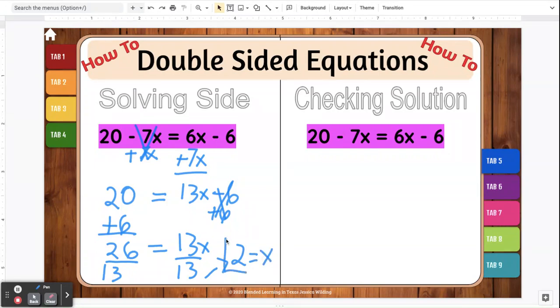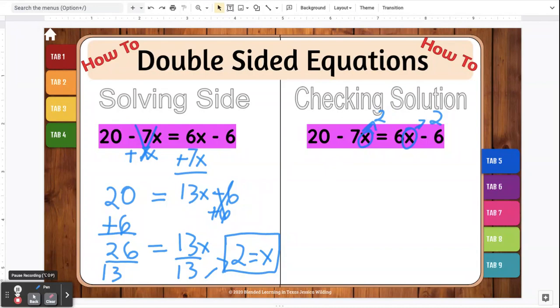Perfect. So now that we know this, we want to check if we're correct. So what are we going to do? You got it. We're going to substitute that 2 in for x. So every place that I see x, I'm going to put a 2. Good. Just going to circle that just so we can have that. So let's keep going. This part should be relatively easy.